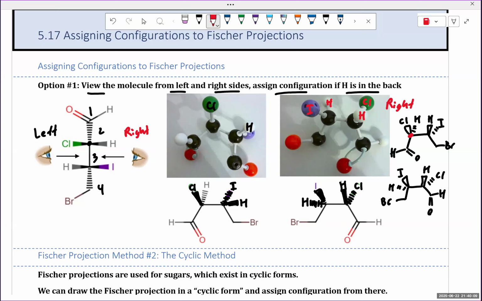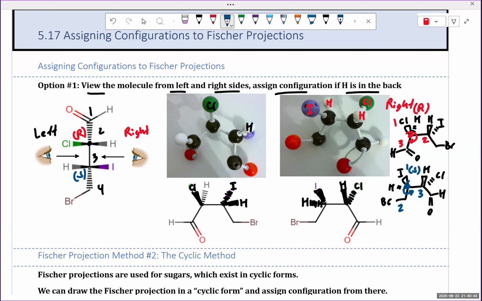So looking at this first stereocenter, chlorine's priority 1, carbon attached to an iodine's priority 2, carbon attached to oxygen's priority 3. Tracing, this would give us an R stereocenter. So this first stereocenter is R. Looking at the second stereocenter, iodine's priority 1, carbon attached to bromine is priority 2, carbon attached to chlorine's priority 3. Tracing, this gives us a counterclockwise or an S stereocenter.